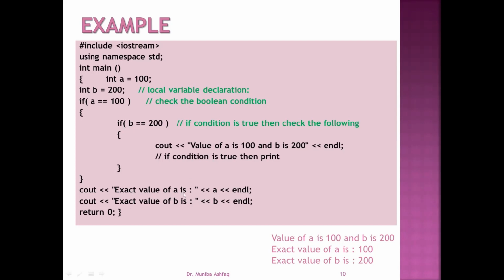Then again, we have the exact value of a is this. Exact value of a is 100, as we have written a without the double quotes. So it's actually the variable, and the value contained by a would be displayed on the screen. Then the exact value of b would be displayed on the screen, which is b having the value of 200, and 200 would be displayed on the screen.